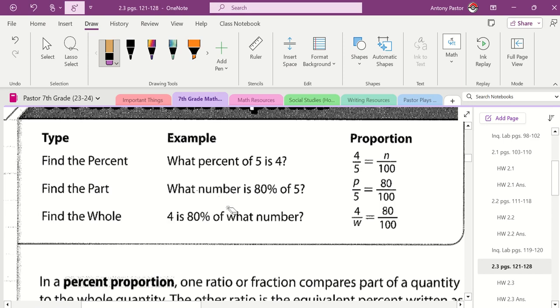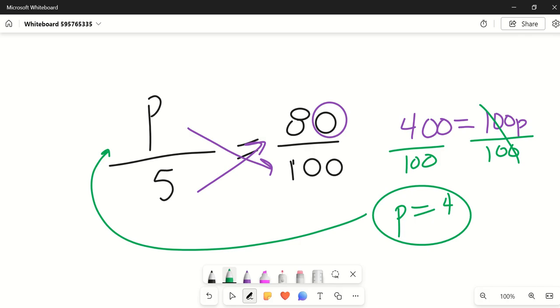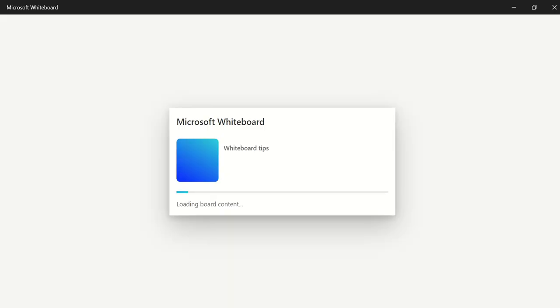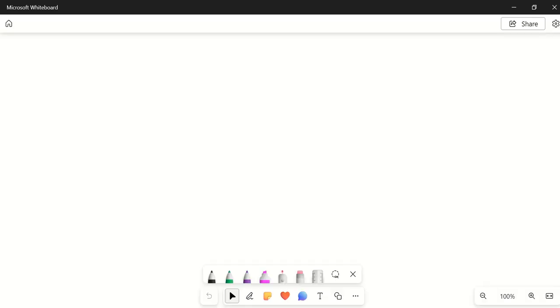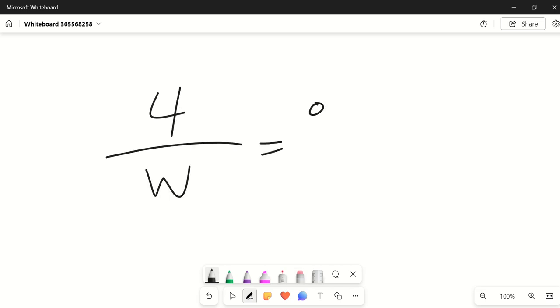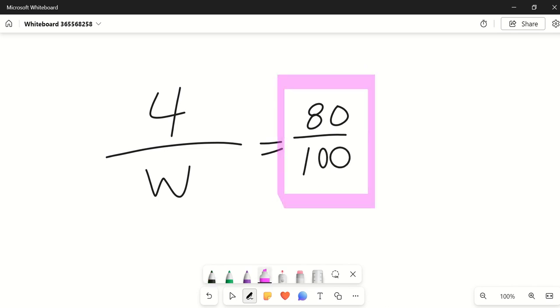And then find the whole. 4 is 80% of what number? All right, go ahead and do this. So we have 4, because they said 4 is 80% of what number? 4 over the whole, so we use W for whole, will equal 80 over 100. Because we know it's 80%, hence the 80 over 100. And we know 4 is 80% of something, so that goes on top. We just don't know what that something is.